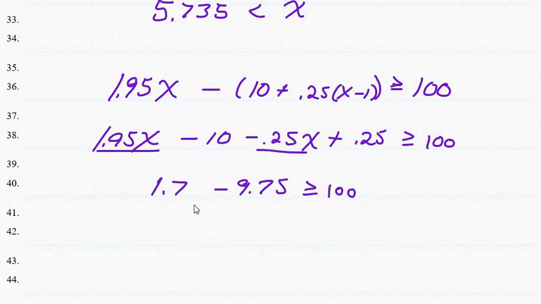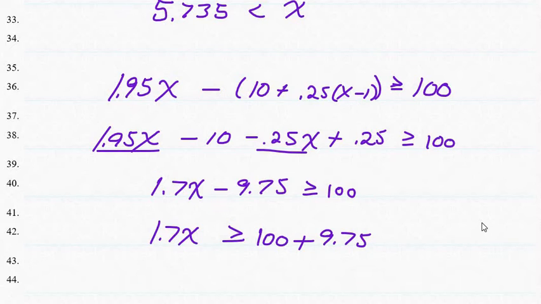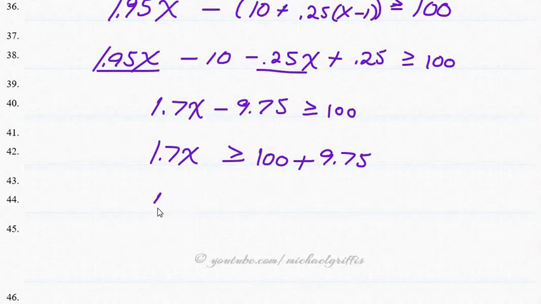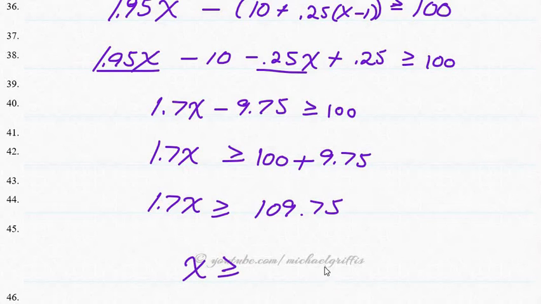Take that over to the right, and I left off the x there. That's a little important, slightly. Okay, so we have 100 plus 9.75. Okay, 100 plus 9.75. So that's going to make that $109.75. Okay, multiply by the reciprocal of 1.7. So we're going to get 109.75 divided by 1.7.